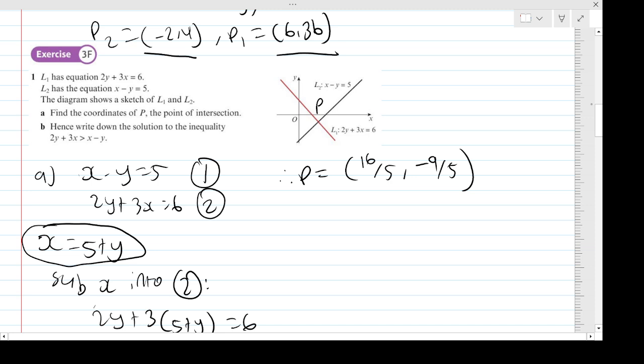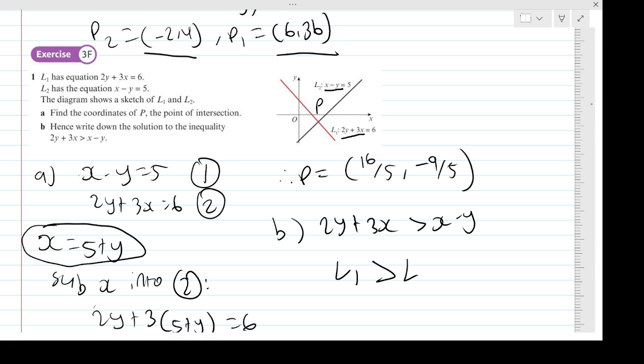Then for part B again, it's saying, hence write down the solution to the inequality 2y plus 3x is greater than x minus y. Hopefully you recognize that we have x minus y in L2, and 2y plus 3x is the first line, L1. So we're saying simply L1 is greater than L2.